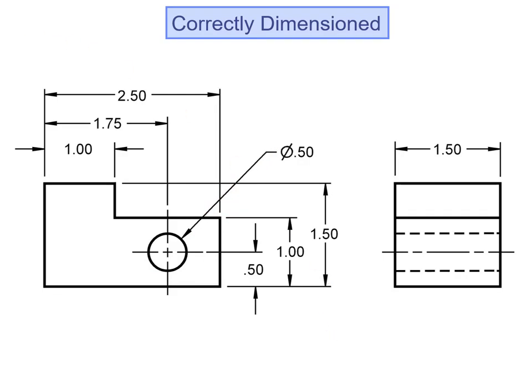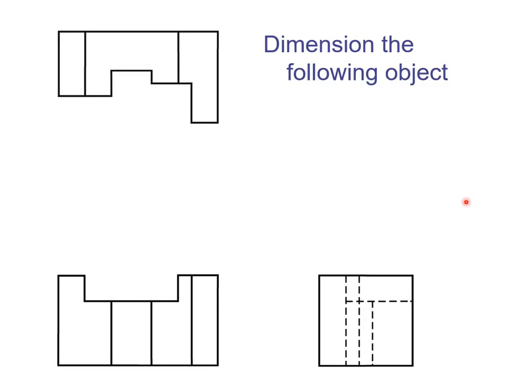Next slide. So let's practice. How would we dimension this part? So we have a front view, top view, side view. And again, the rule is you try and group dimensions between the views, and you try and dimension off of datums like the base or the larger surface. Once we identify our datums, then we can go ahead and start placing dimensions.